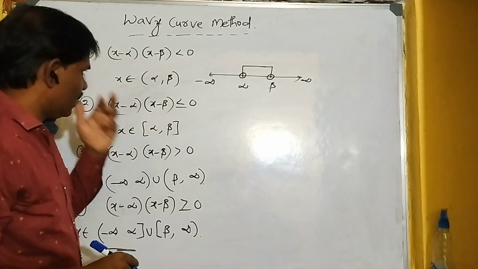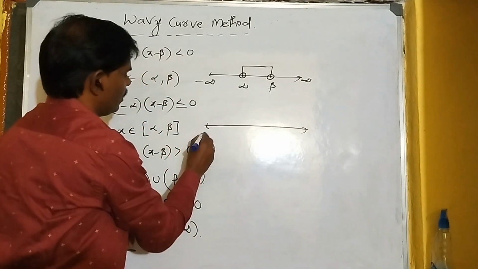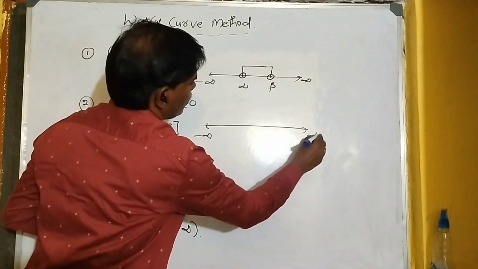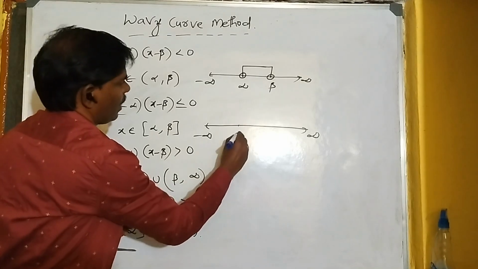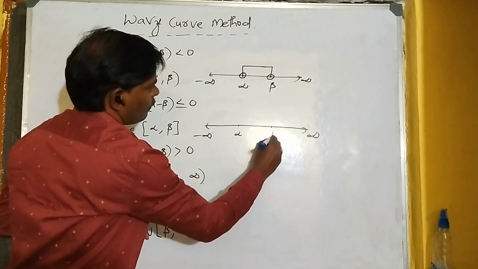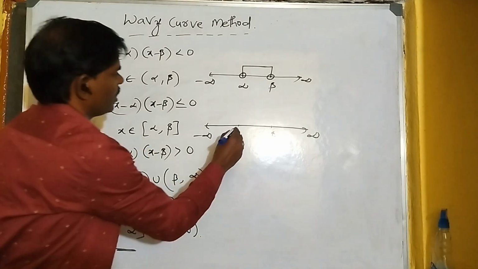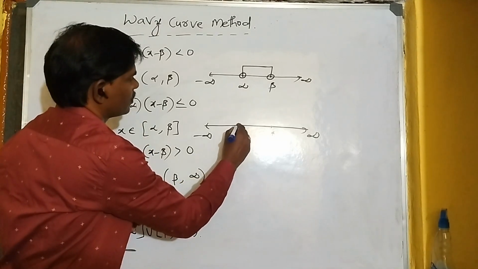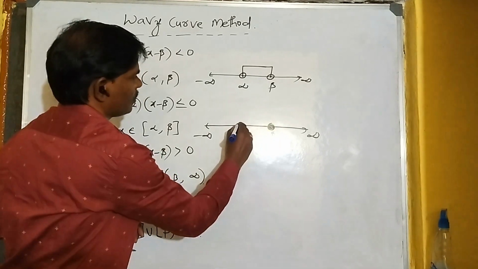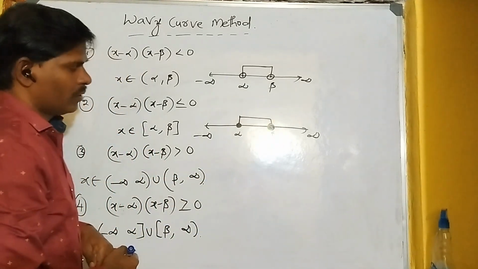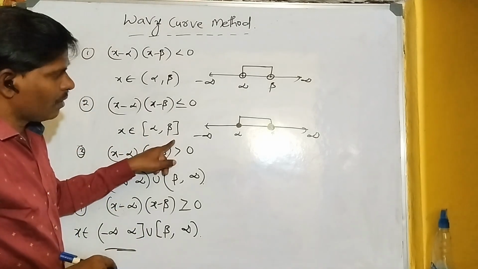The second case: this is the number line, minus infinity and plus infinity, with alpha and beta. Here the endpoints are included, shown as a filled circle, so alpha and beta are also included, meaning the closed interval alpha and the closed interval beta.